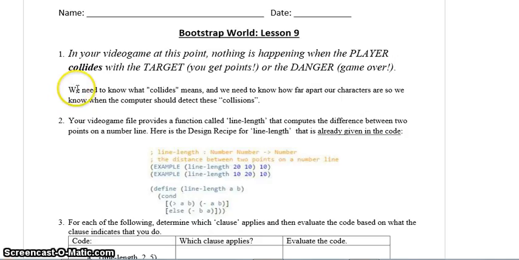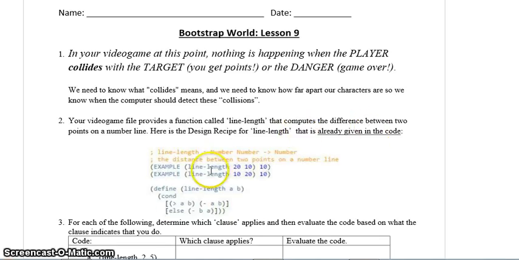What we're doing in this lesson is we need to know what collides means, and we need to know how far apart our characters are so that we know when the computer should detect these collisions. So your video game file provides a function called line length that computes the difference between 2 points on a number line. Here is the design recipe for line length that is already given in the code.